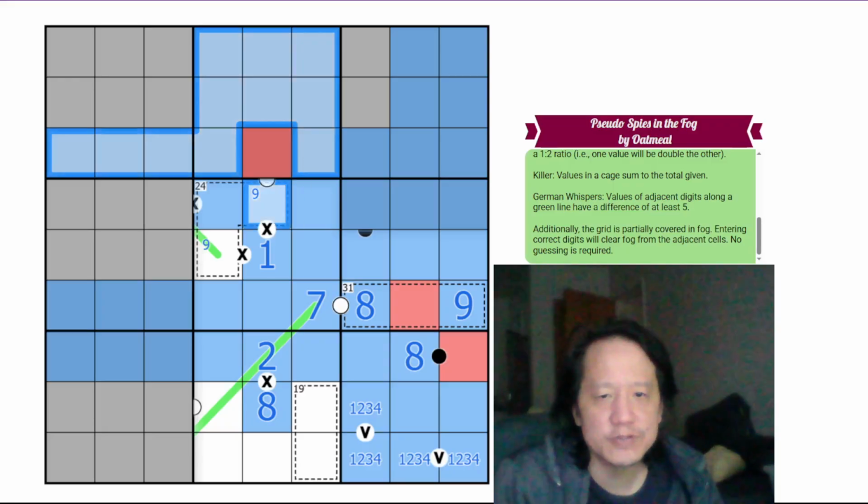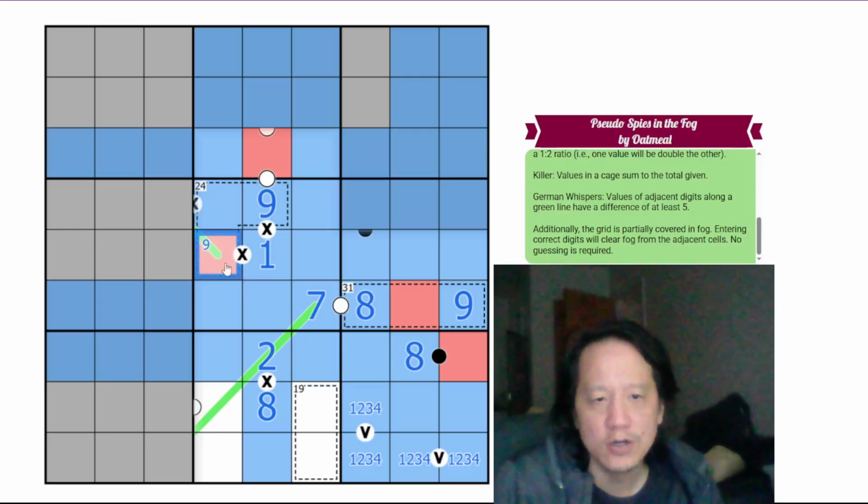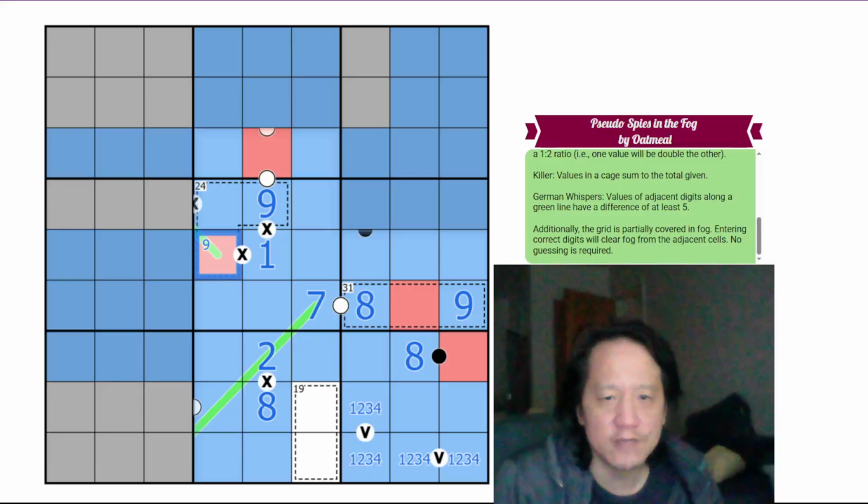So these cannot be pseudo digits. This can't be a pseudo digit. Therefore, this is actually a 9. So this is 9. This is a pseudo digit here, which eliminates pseudo digits in the rest of the row and the column here. This is 9 and 9 in value. So that's 18.